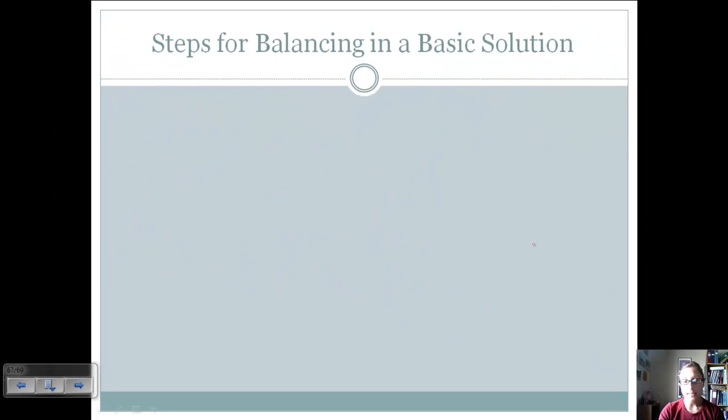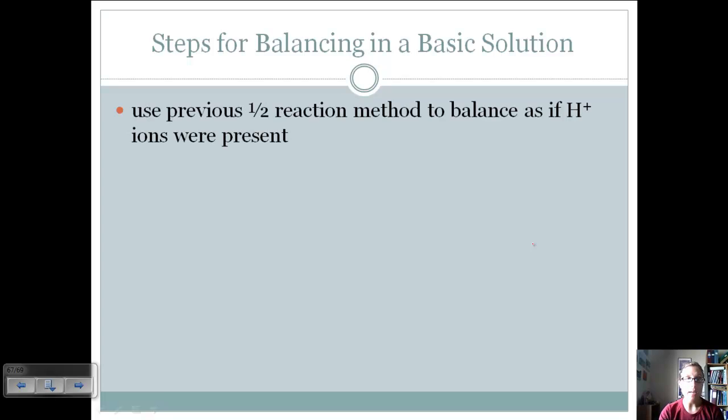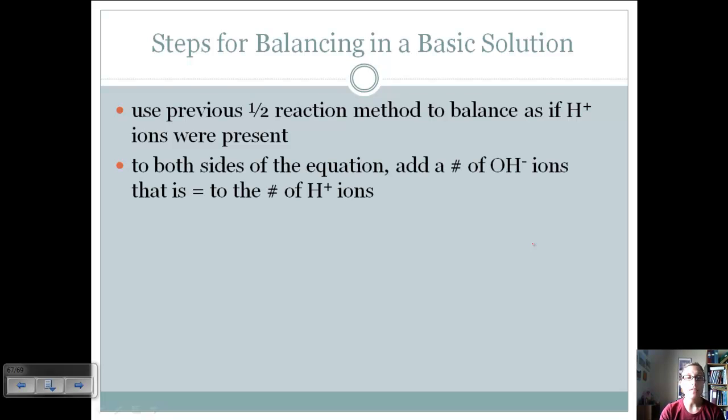When you have a basic solution, there's one additional step. You're going to use the previous half reaction method to balance as if H plus ions were present. Then your final step is, to both sides of the equation, add some number of OH minus ions equal to the number of H plus ions. It's basic now, so you're neutralizing some of those H pluses.